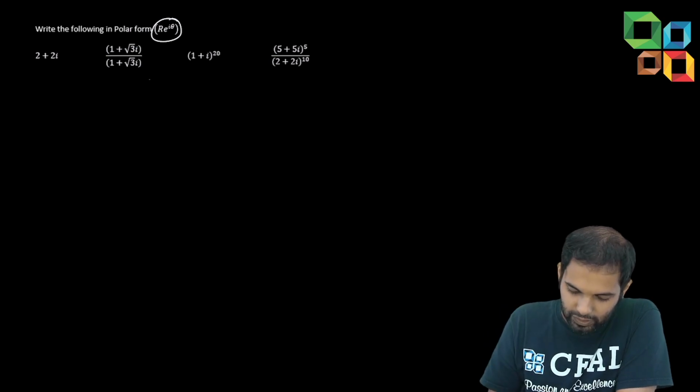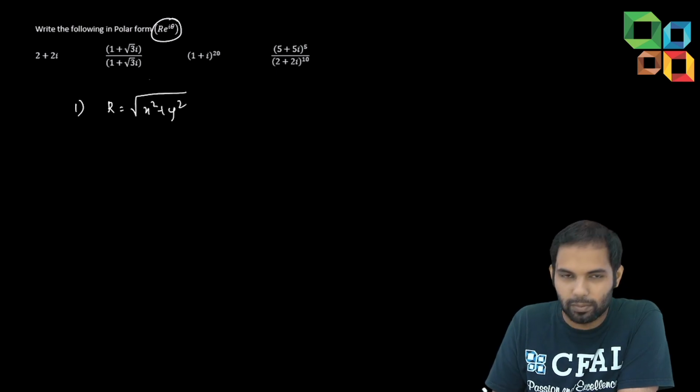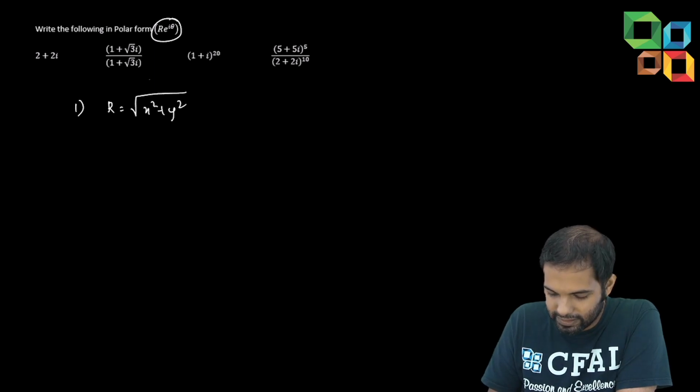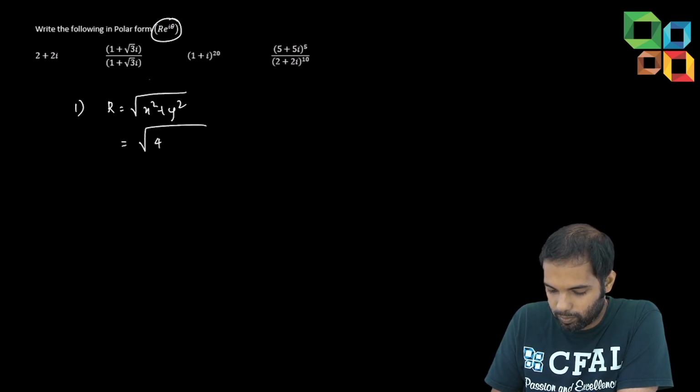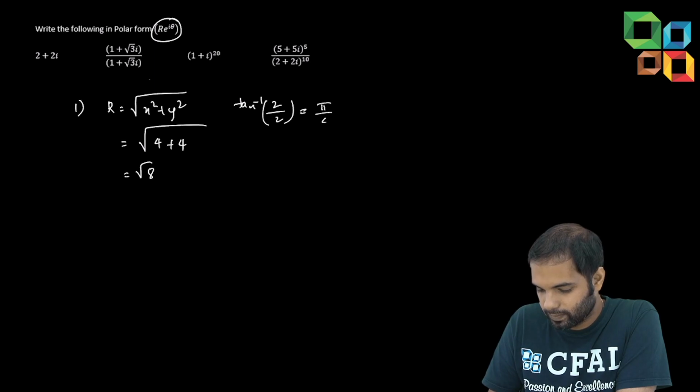So we have to write in the polar form, R times e power i theta. Okay, so it's very easy. Let me write R first. For each of them, let me write R and the angle. That's it. Then you can directly write. So what is R? Square root of x square plus y square, or a square plus b square, right? In this case, it is root of 4 plus 4, which is root 8. What is the angle? Tan inverse of y by x, correct? Which is nothing but tan inverse of 1, which is pi by 4.